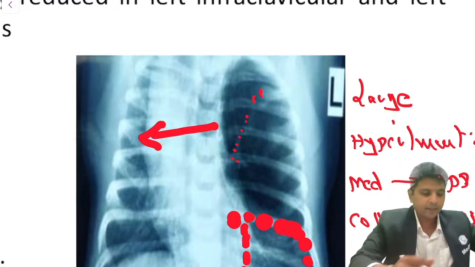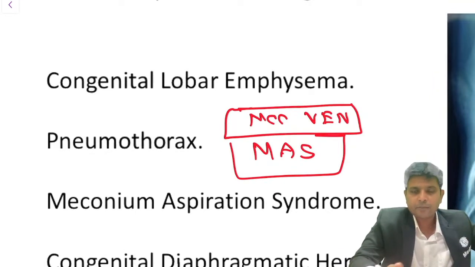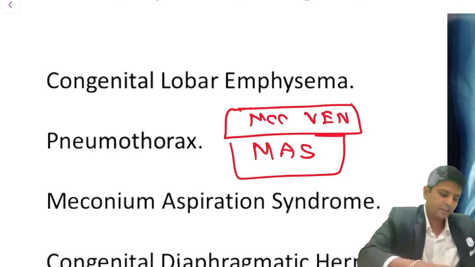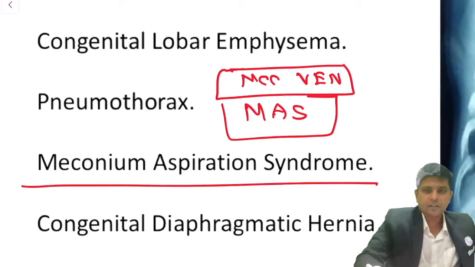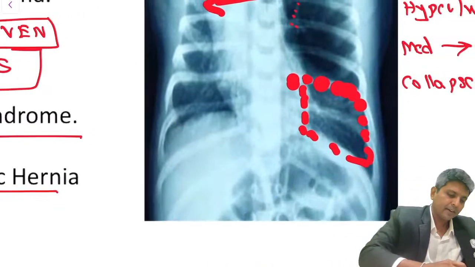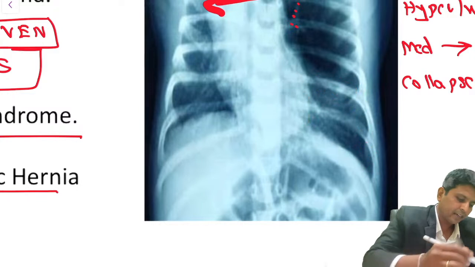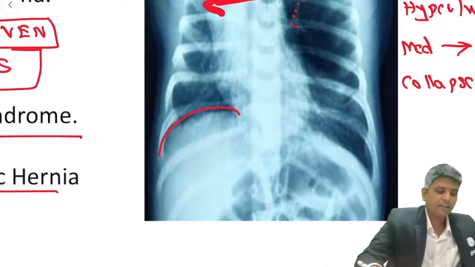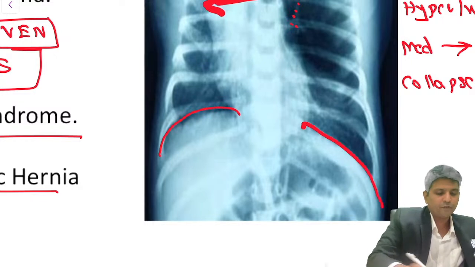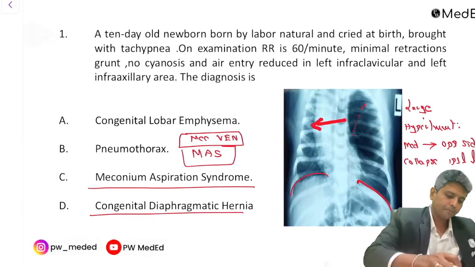Here pulmonary vascular markings are seen. So why not pneumothorax? No history suggestive of meconium aspiration, no history suggestive of mechanical ventilation. And finally, is it a case of congenital diaphragmatic hernia? Look at this. I could see a beautiful diaphragm from here to here, and I could see a beautiful diaphragm from here to here. As a result, my diagnosis is not congenital diaphragmatic hernia.